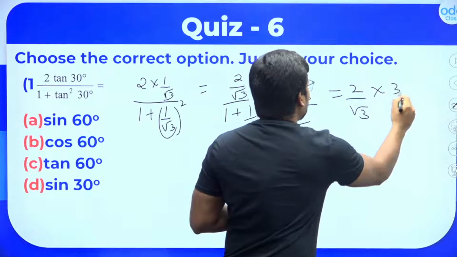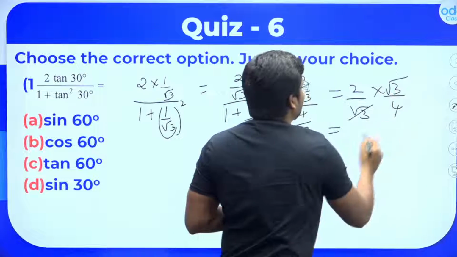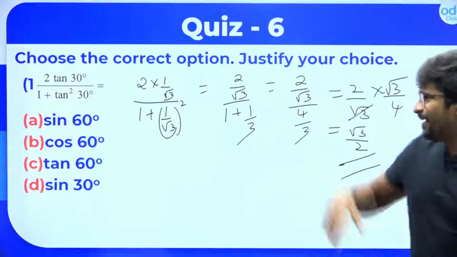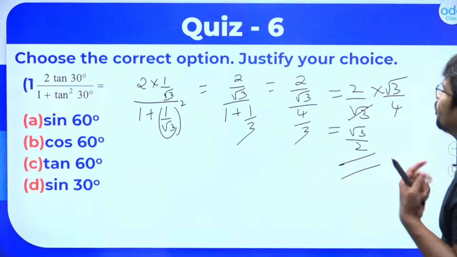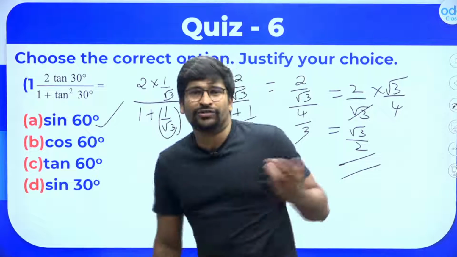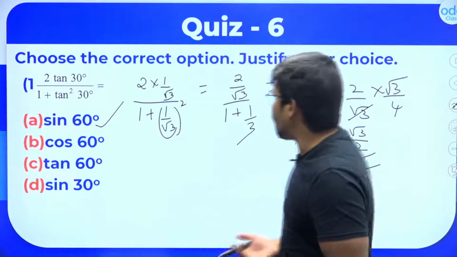which is 2 by root 3 into 3 by 4, right? That is root 3. This will become root 3 by 2. So the value is root 3 by 2. Now let's observe the options and check which one matches with root 3 by 2. You know that sin 60 is already root 3 by 2, right? So the correct answer is option A already. So the right answer is option A here. Okay?